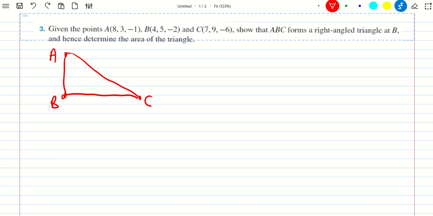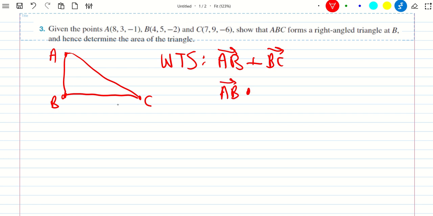So first things first, we want to show that this thing is right angled. How do you show that something is 90 degrees? We want to show the dot product. So I want to show that AB is perpendicular to BC. That's a little perpendicular sign there, it's not a plus. In other words, I want to show that AB dot BC is equal to 0. The dot product of those two should be equal to 0. Okay, so let's go and do that.